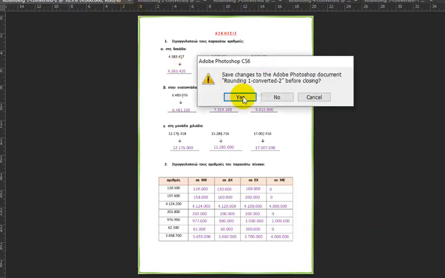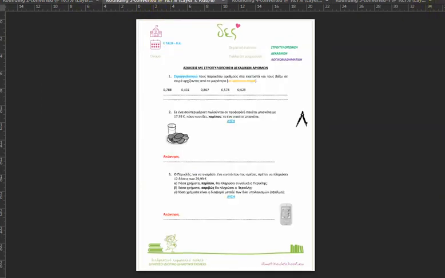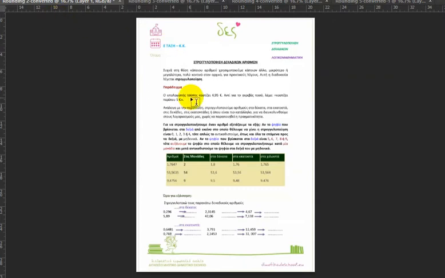Let's then move on to exercise 2, right? Can't see. No, this is exercise 2.